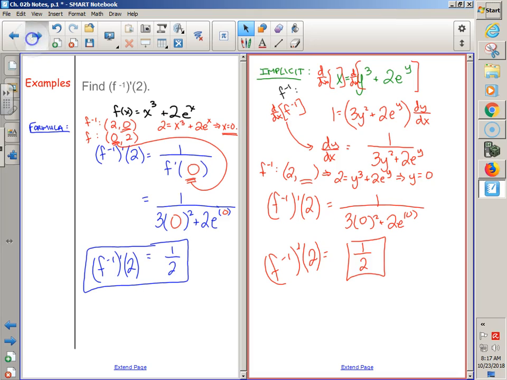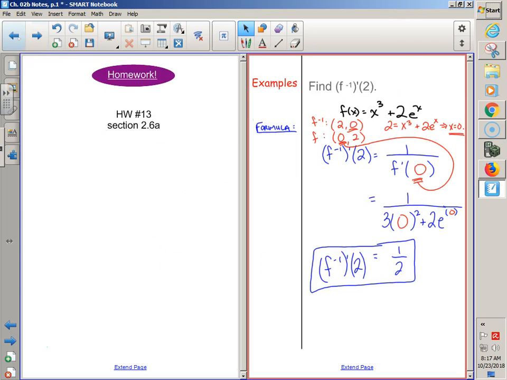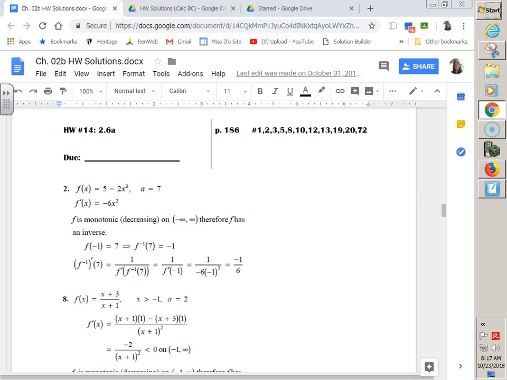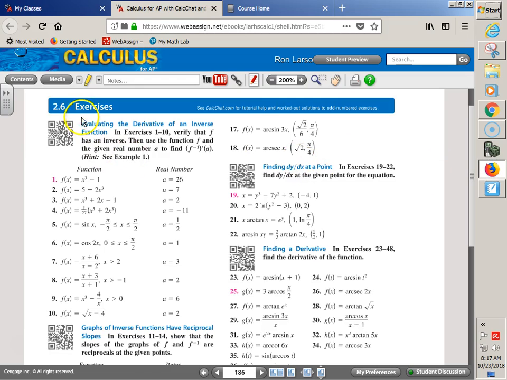And with that, we get to, well, we'll get there in a second. Homework number 13, 2.6a. Let's grade. I think I have the book open. That's not that tab, that's this tab. Yeah, 2.6, I have the book open.